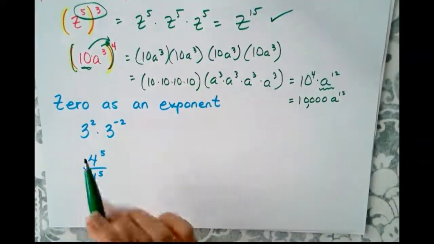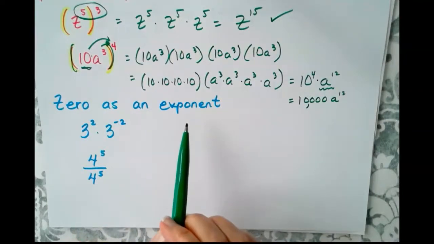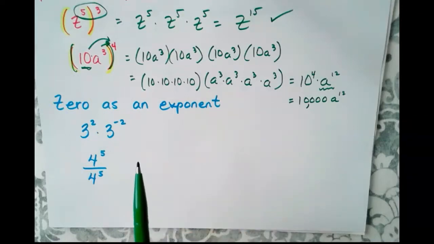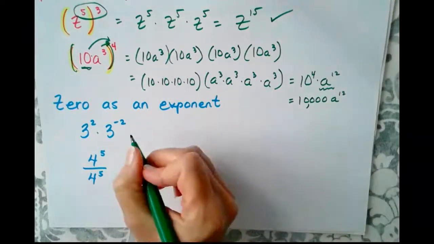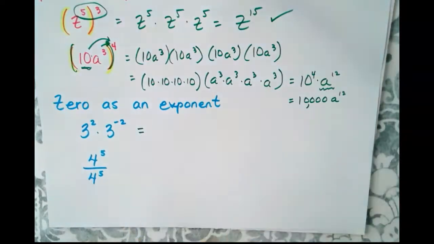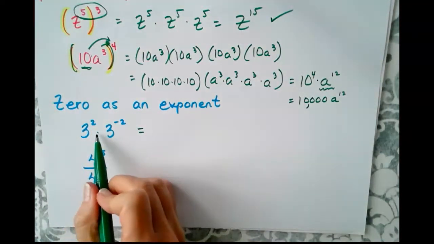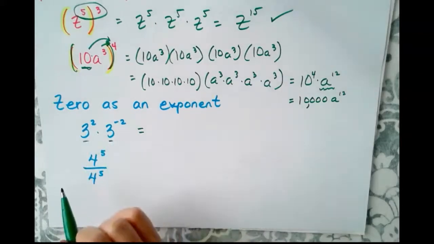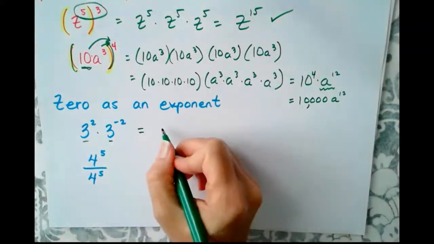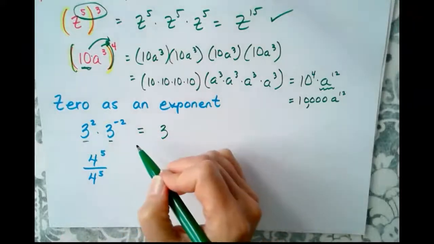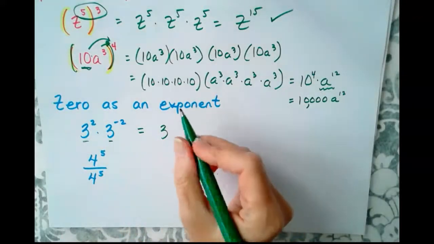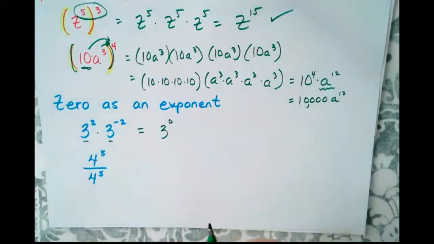All right, 0 as an exponent. If we have 0 as an exponent, what does that mean? Well, let's take another look at what we've got here. This is a product. And we have bases that are the same, therefore we should add the exponents. 2 plus negative 2 is 0.